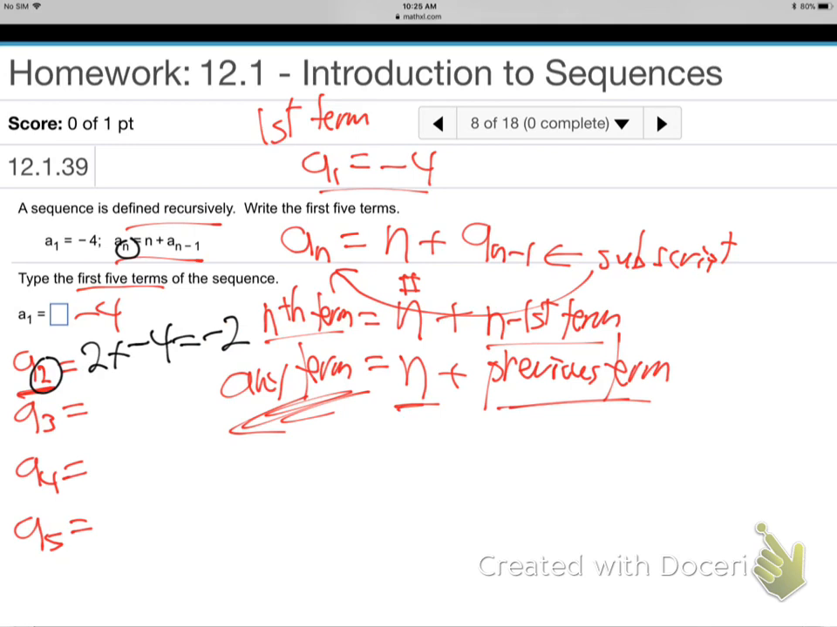Okay, how do we do A sub 3 now? Well, you take your term number. Whatever's here goes there. The nth term goes there. So 3 plus your previous term. Negative 2 is your previous term. So that's 1. So negative 4, negative 2, 1. Good so far? See how that's working? Can you do the next two? Find the fourth term and the fifth term.